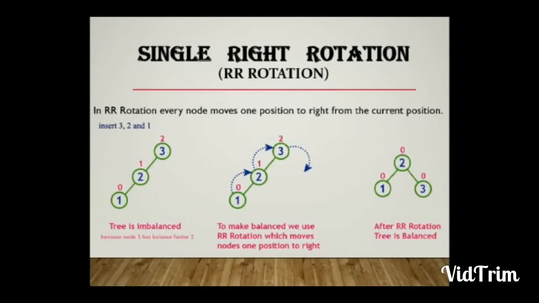Next is the single right rotation, also known as RR rotation, in which every node moves one position to the right from the current position. In the first figure, you can see that 2 is the balance factor of the element 3, which is not the condition of an AVL tree. So we move the element 3 to the right so that the balance factor becomes 0 and the tree becomes balanced.